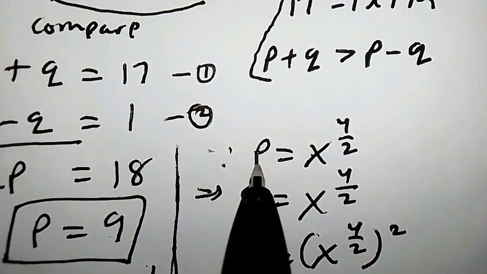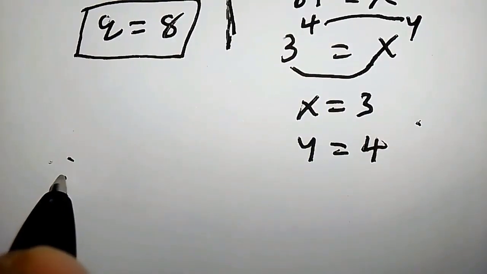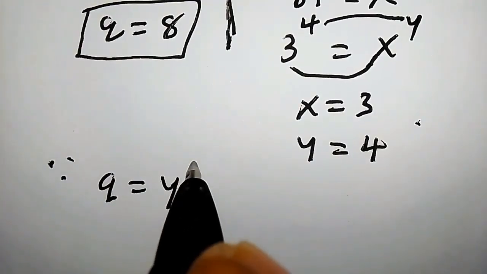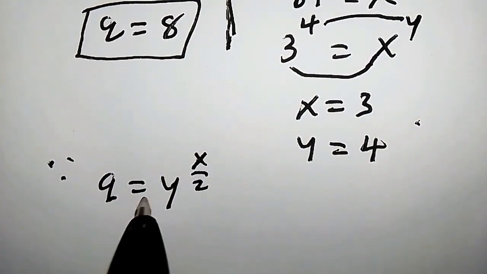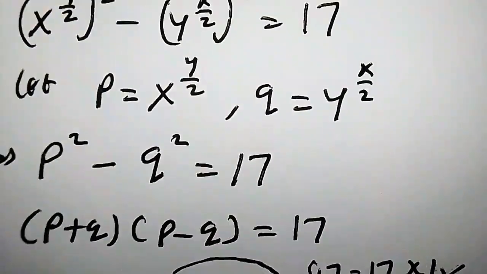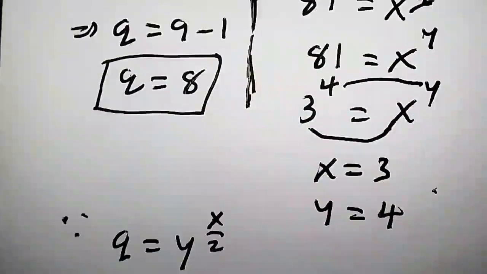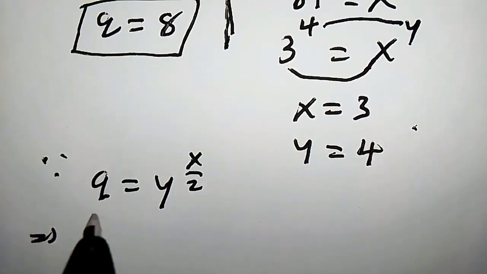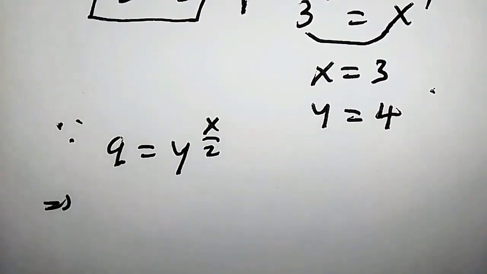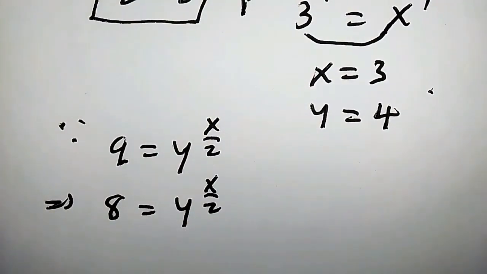Similarly, as we did for p, let's manage this side. Since q is equal to y raised to x over 2, let me show you where we got this from. It's basically from this line. Let's continue. This means that what is q? The value of q is 8. So we have 8 equal to y raised to x over 2.